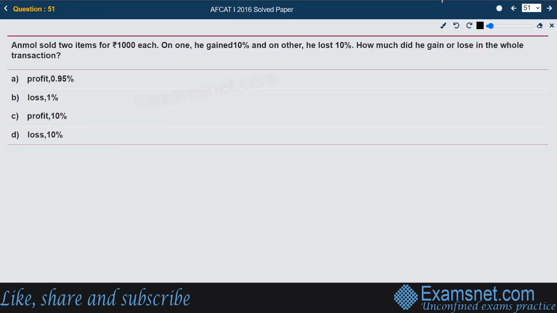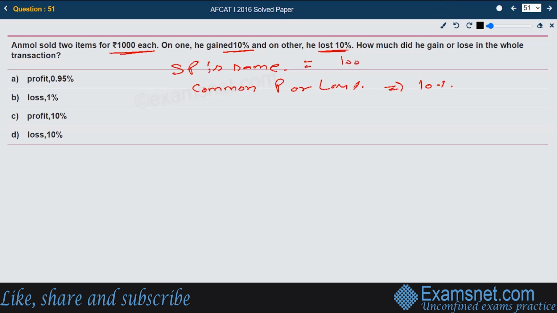Now the questions of maths or quantitative aptitude have come. The first question is, Anmol sold two items at rupees 1000 each. On one he gained 10%, on another he lost 10%. How much did he gain or lose in the whole transaction? Okay, so whenever the selling price is the same, and you receive a common profit or loss percent value, loss percent, that here is 10%, and the SP is the same, he has given as 1000 rupees.